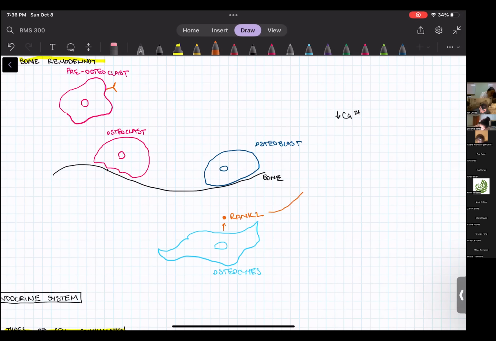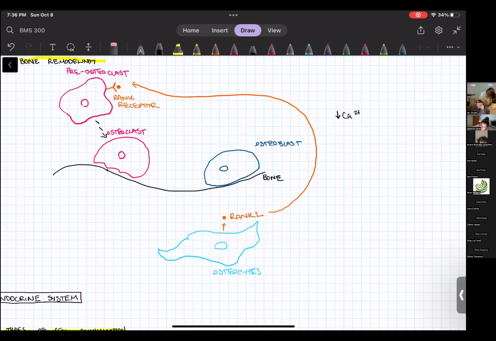This is going to come on over, and it's going to talk to a pre-osteoclast. So not a class that's activated. This class is just chilling. It's kind of why we call it a pre-osteoclast, and it's going to bind to a rank receptor. Once it binds there, it's going to tell this cell, all right, we can become an active osteoclast. And now we can actually start breaking down bone.